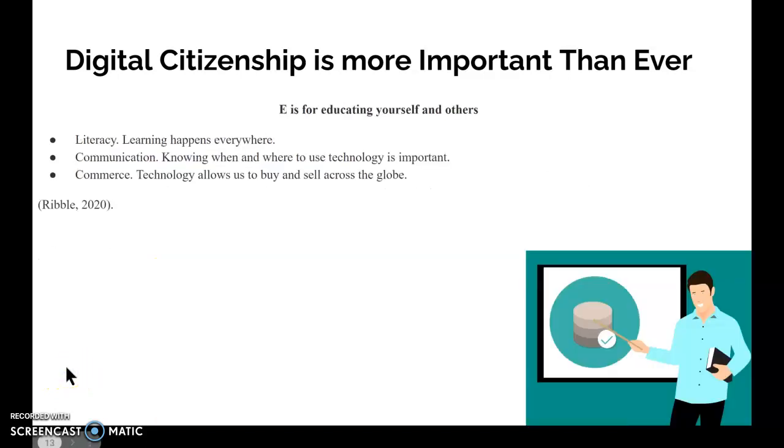E is for educating yourself and others. Literacy. Learning happens everywhere. Communication. Knowing when and where to use technology is important. And commerce. Technology allows us to buy and sell across the globe.